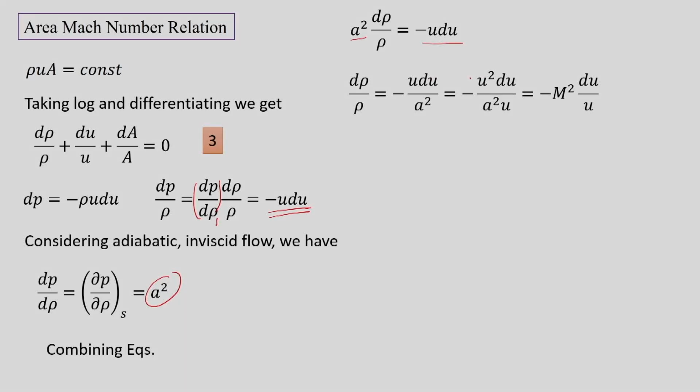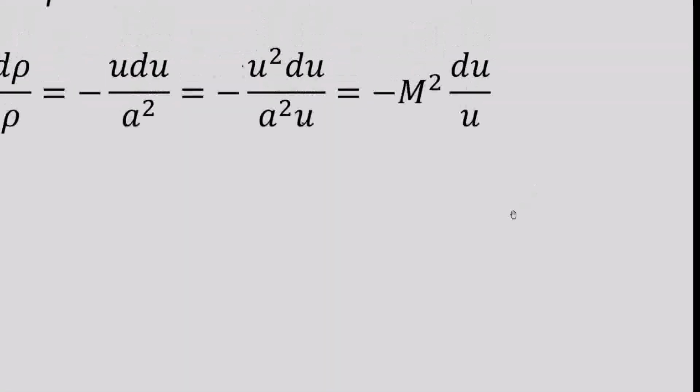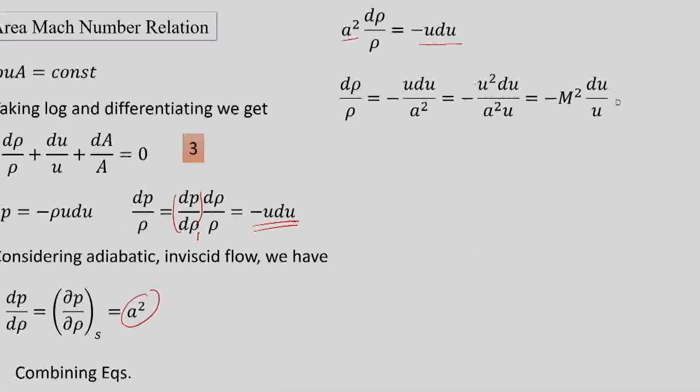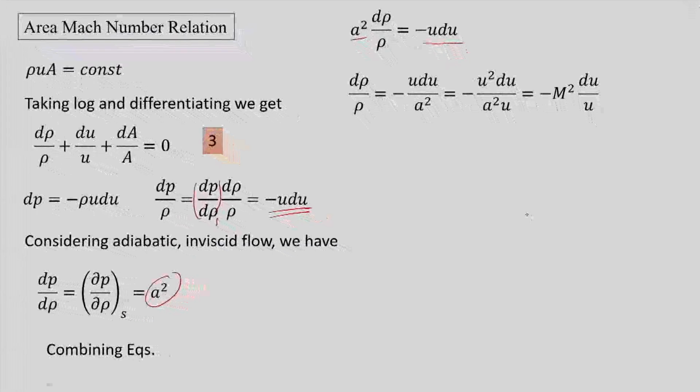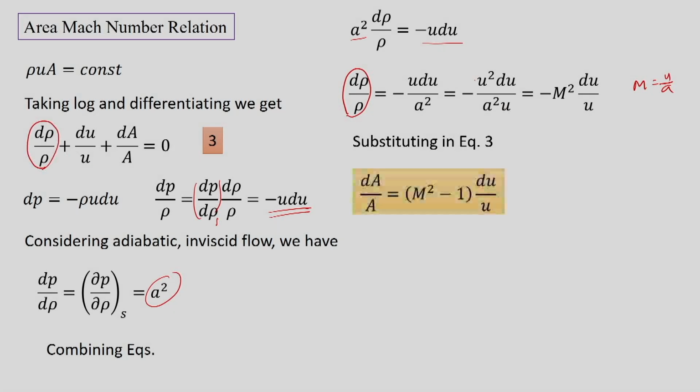We will multiply numerator and denominator by u. So, we will have minus M square into du by u, where we know that M is equal to u by a. Substituting this d rho by rho term in equation number 3, we can get dA by A is equal to M square minus 1 into du by u.